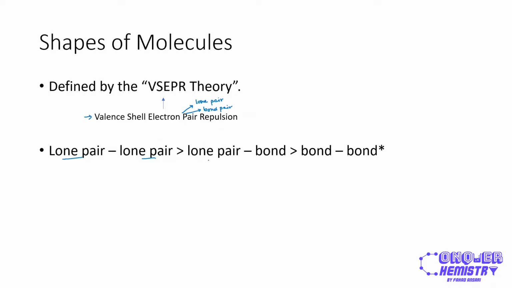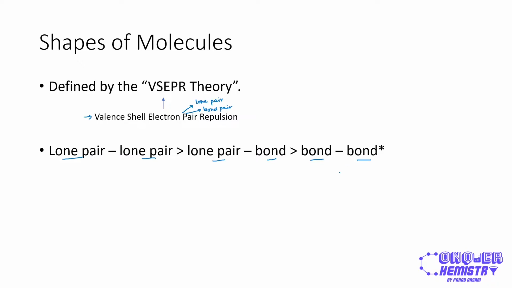Second in repulsion intensity is between a lone pair and a bond pair. Basically, the electrons shared by two atoms in a bond. Electrons in a bond are attracted to two nuclei at the same time, so their negative charge density is a little lower, and so they are not able to repel other electrons that much. That is why electrons in two separate bonds are going to repel each other the least.